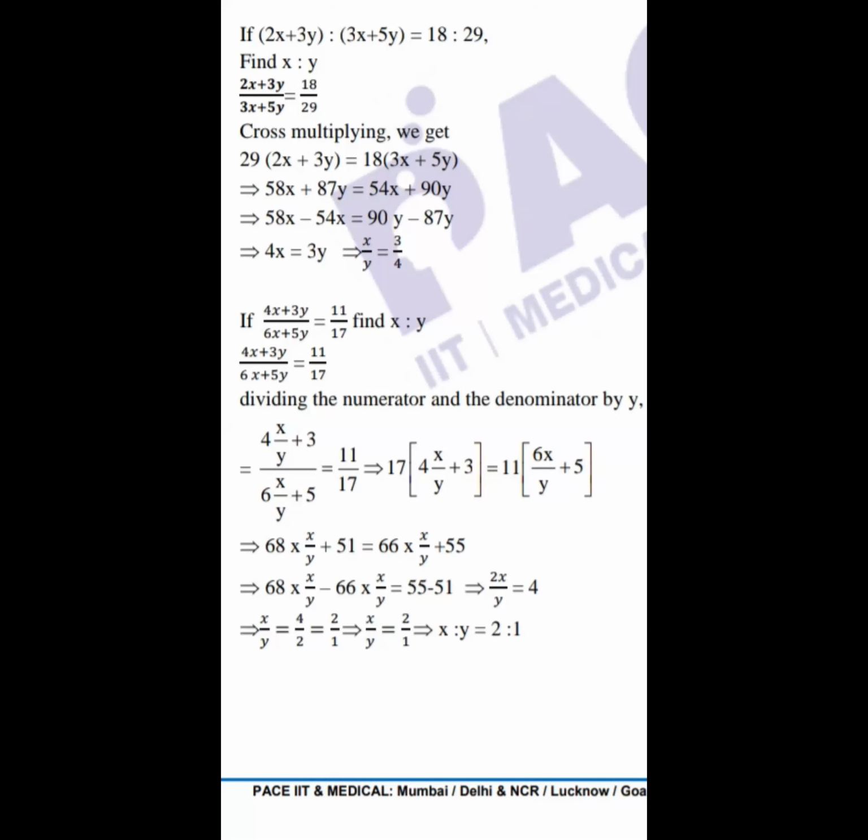Sir, I'm not able to solve the second question in that method. I have solved it in a different method, but I got the same answer. Yeah, that's fine.